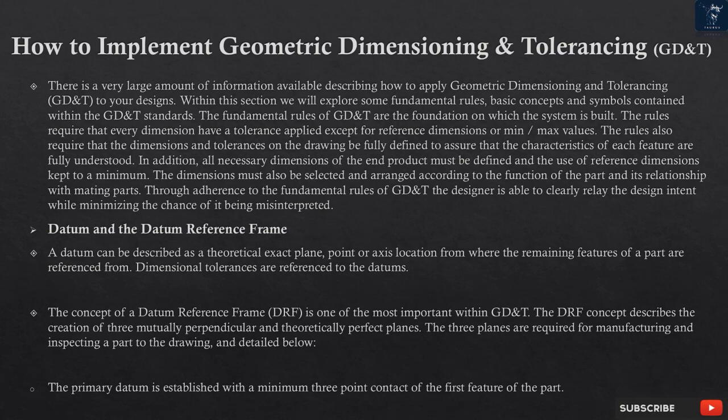In addition, all necessary dimensions of the end product must be defined and the use of reference dimensions kept to a minimum. The dimensions must also be selected and arranged according to the function of the part and its relationship with mating parts. Through adherence to the fundamental rules of GD&T, the designer is able to clearly relay the design intent while minimizing the chance of it being misinterpreted.